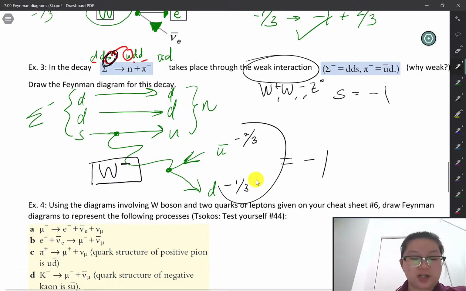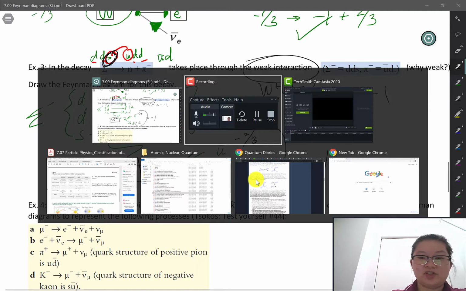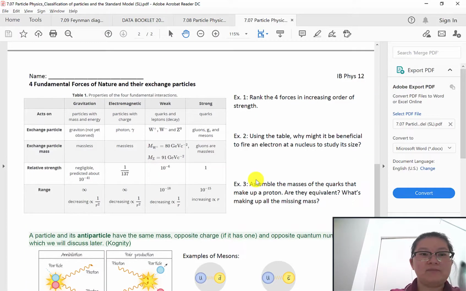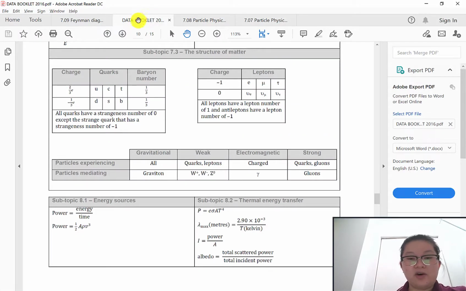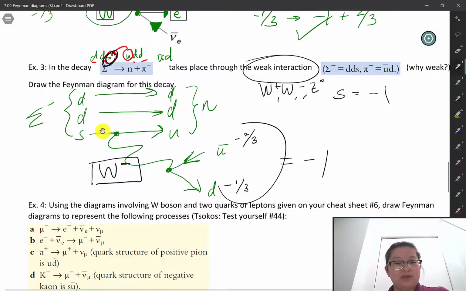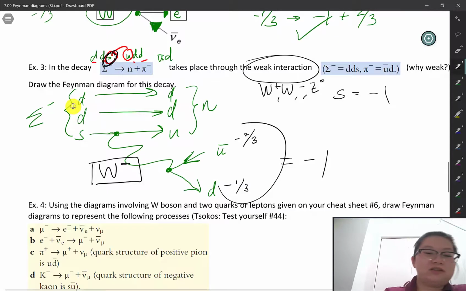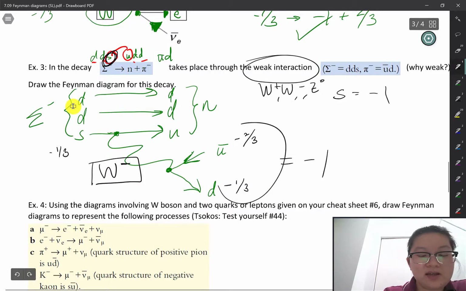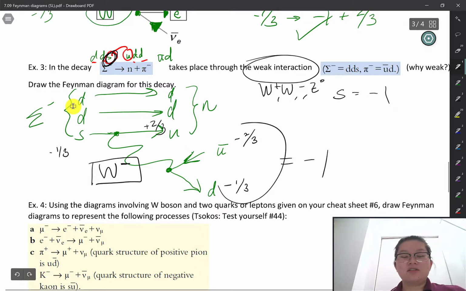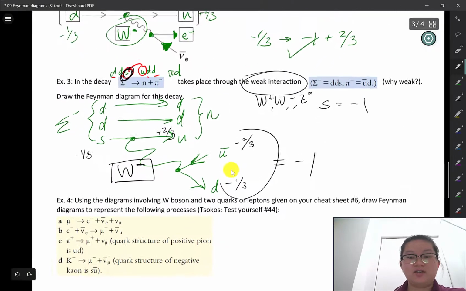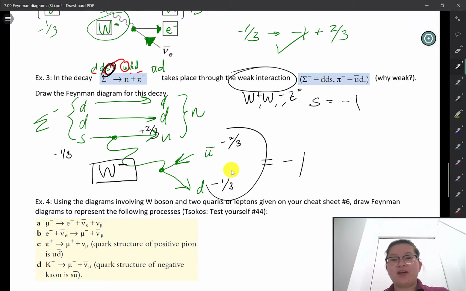We can double check that with the previous junction by going here. We know that we have a strange quark. Strange quark has a negative 1/3. So a negative 1/3 to this junction, it loses a whole negative charge, and that's going to become a positive 2/3 charge. So charge conservation checks out for both of these junctions. So here is the complete Feynman diagram.